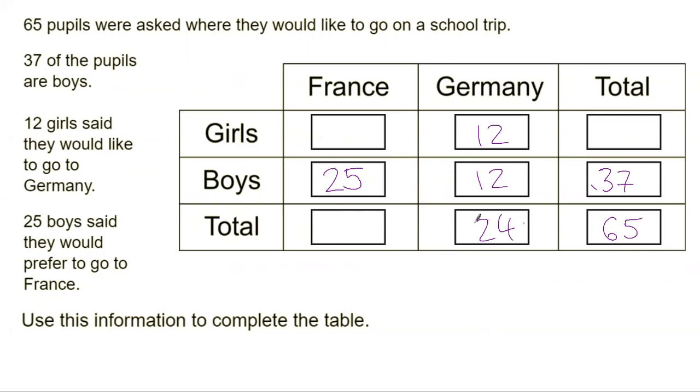France and Germany make the total. So we've got, that must be 41, isn't it? 41 add 24 is 65. And then that one is 28, is it? Yeah. If you do 65, take away 37, that'll get you 28. And then that one would be 16.